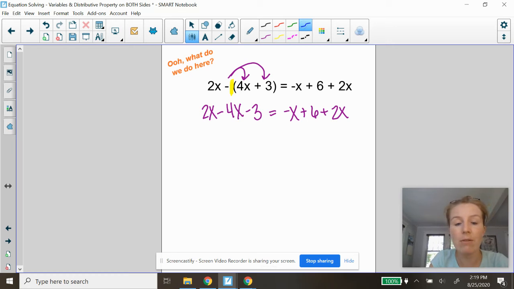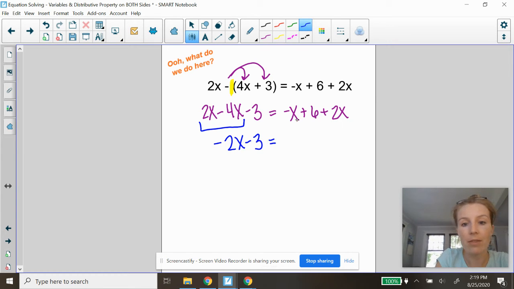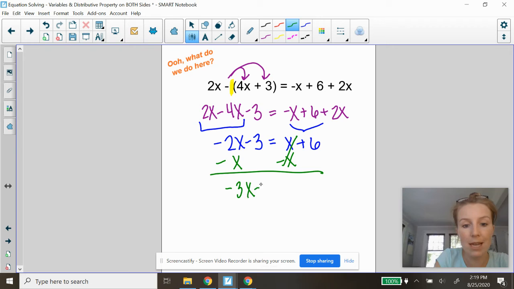What I want to do now is simplify each side. So I know on the left-hand side, I combine 2x and negative 4x to be negative 2x minus 3. And on the right-hand side, I can combine negative x and 2x to be positive x plus 6. Now I want to get all my variables to the left. So I'm going to subtract x on both sides, which will result in negative 3x minus 3 equals 6.